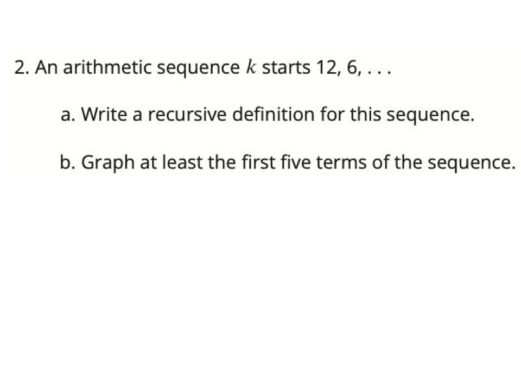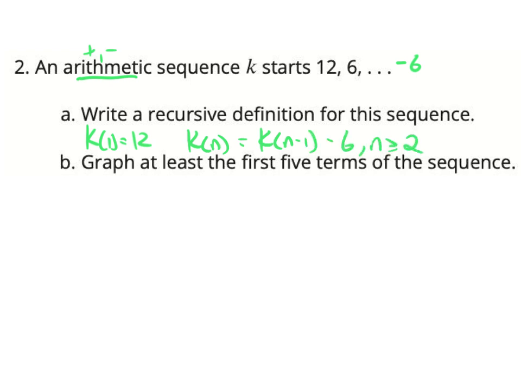An arithmetic sequence, as soon as you see the word arithmetic, write plus, minus. Starts at 12, 6. How do we get from 12 to 6 arithmetically? We have to subtract 6. Okay, 12 minus 6 is 6, minus 6. Okay, so write a recursive definition, k. K of 1 equals 12. K of n is the previous term minus 6 for n greater than or equal to 2.